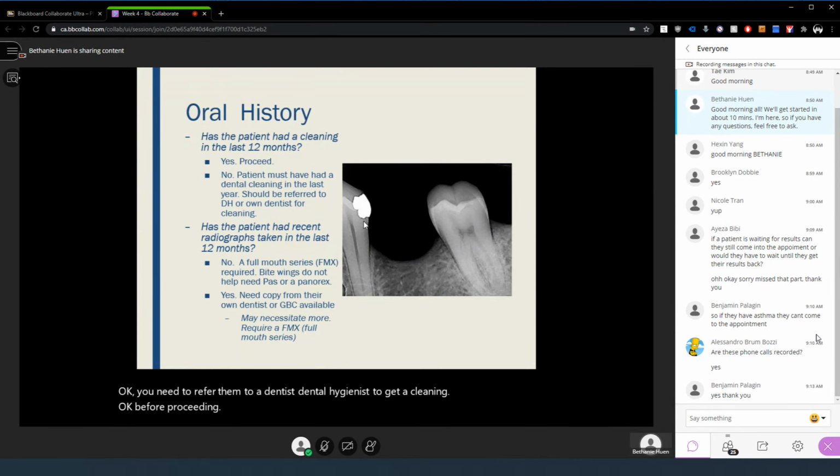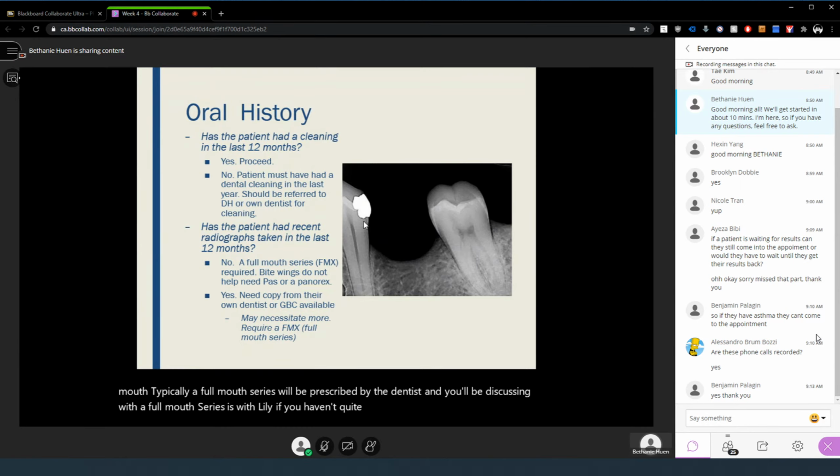The second thing with partials, have they had radiographs taken in the last 12 months? Now, this will be the call of a dentist, all right, but you should be aware of it. If the answer is no, they don't have any recent radiographs and there's been changes to the mouth, typically a full mouth series will be prescribed by the dentist. And you'll be discussing what a full mouth series is with Lily if you haven't quite yet.